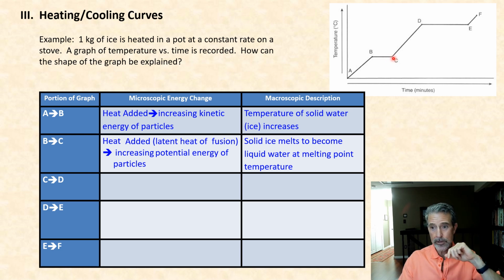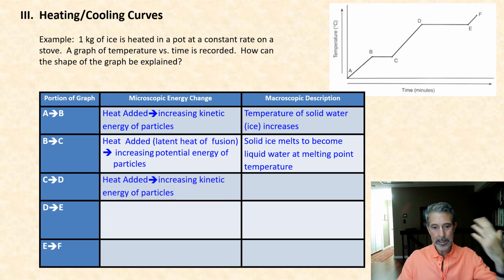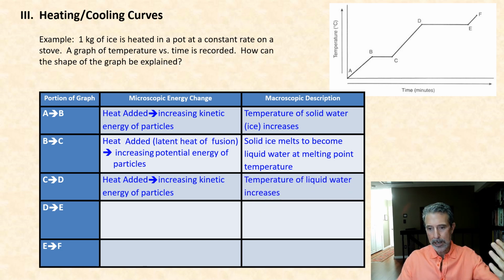The next portion of the graph, CD here, you'll notice that once again the energy we add goes into changing the temperature. So here we can say that in that portion of the graph, we're adding heat. Where's it going? It's now increasing the kinetic energy of the particles to bring about a temperature change for the liquid water. We're bringing the liquid from 0 degrees Celsius all the way up to 100 degrees Celsius in the liquid phase.